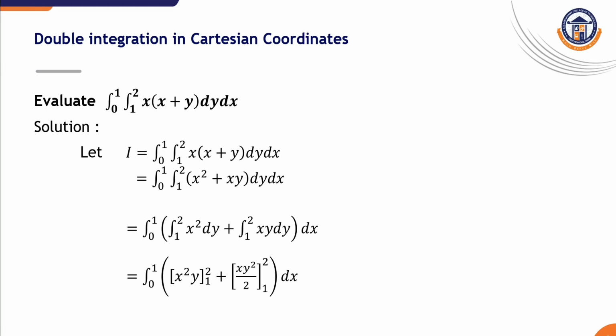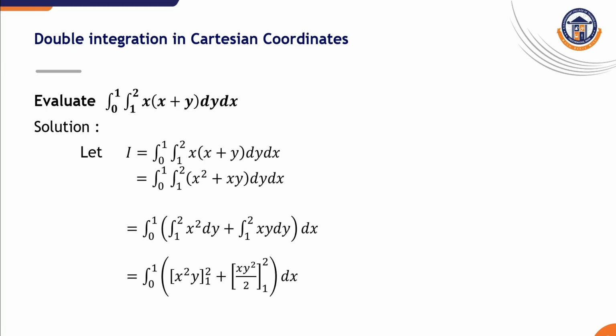Now, how to solve this problem? Here we know that the integration is with respect to dy and dx. So let the given problem be I, I equal to the integral 0 to 1, integral 1 to 2, x(x + y) dy dx. Now, in Cartesian coordinates we multiply the x inside the bracket, and we have the integral 0 to 1, integral 1 to 2, (x² + xy) dy dx.